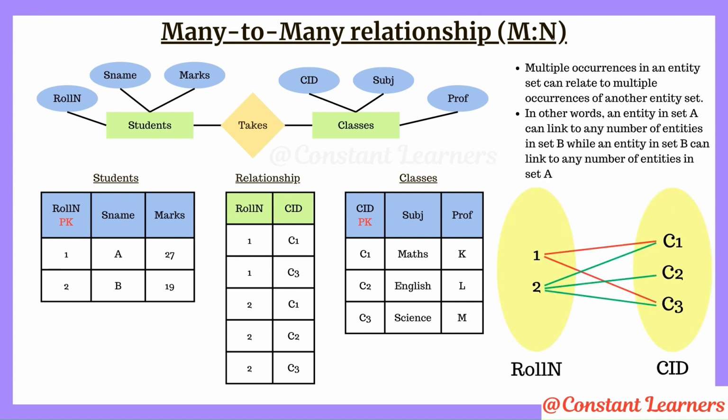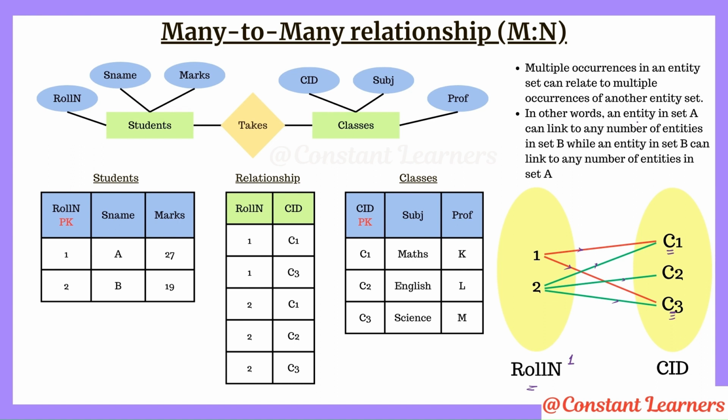Let's define many-to-many relationship. Multiple occurrences in an entity set. So this is an entity set. Let's say set 1. So multiple occurrences in an entity set can relate to multiple occurrences of another entity set. Like this, 1 is going to 2 classes. 2 is also going to multiple classes, right? And both 1 and 2 are going to same classes also. Here, both 1 and 2 are going to C1 and both 1 and 2 are going to C3 also. So multiple occurrences in first set is relating to multiple occurrences of entity in another set, right?